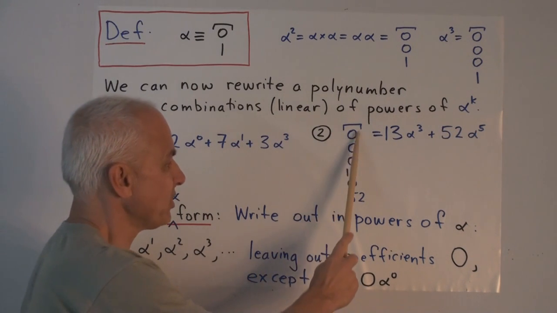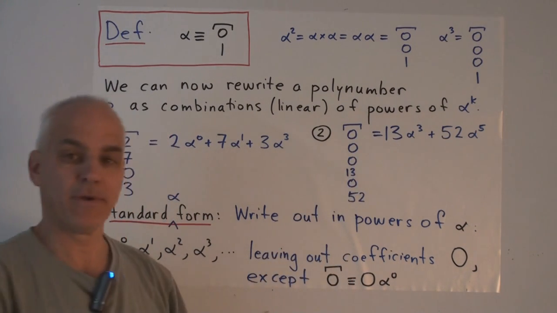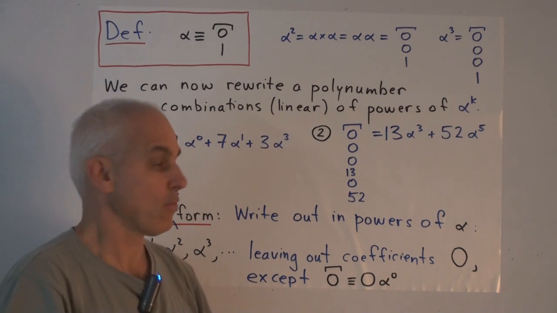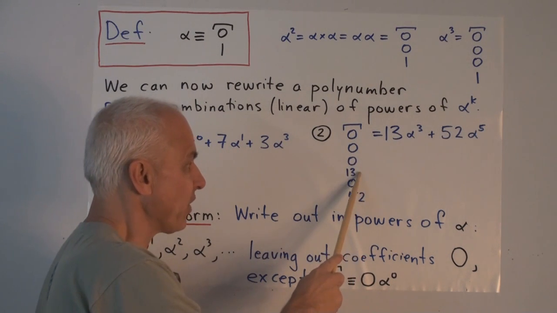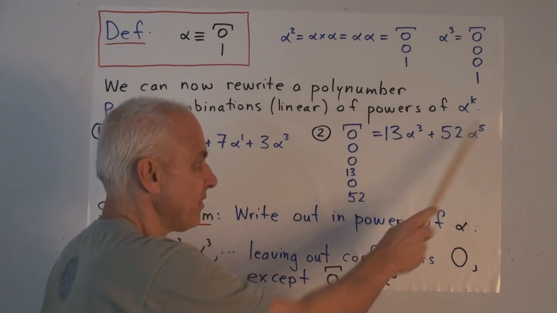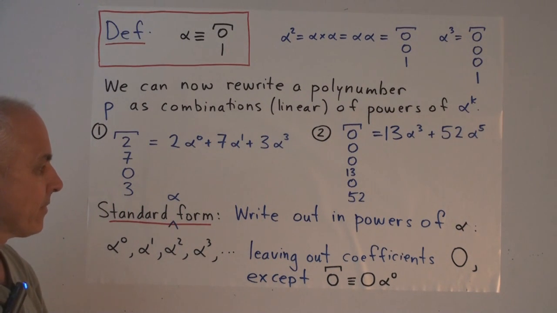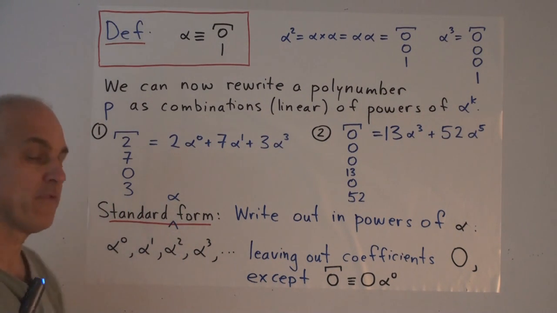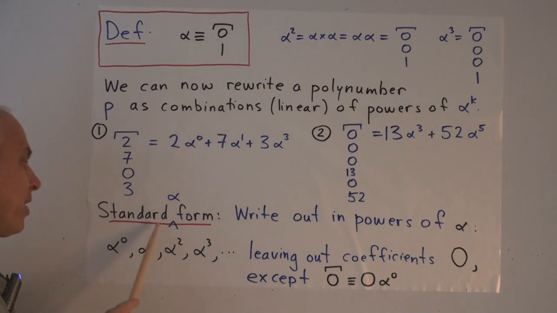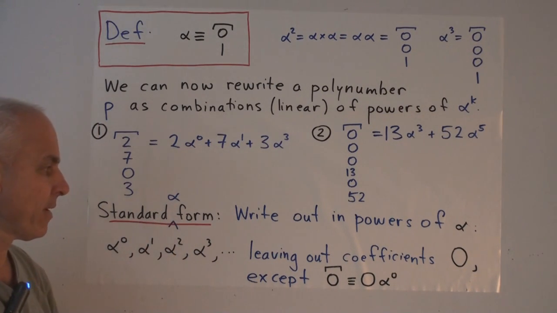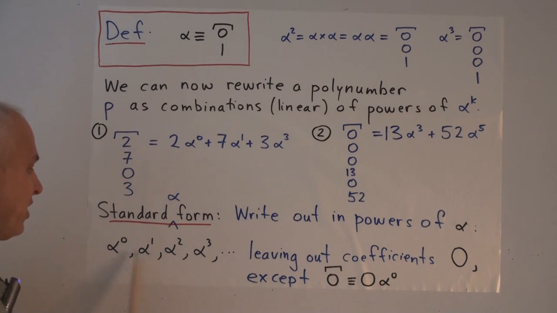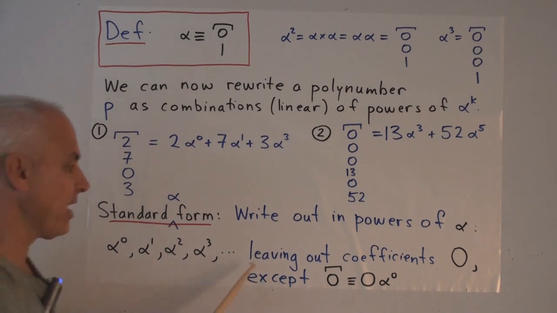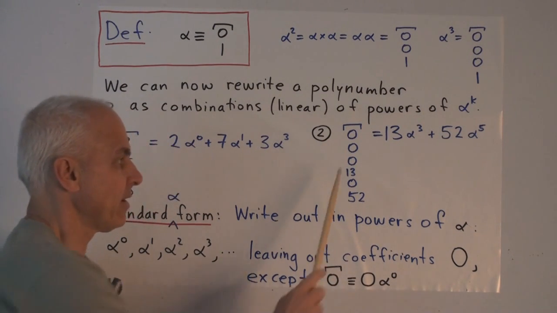Here, this polynumber 0, 0, 0, 13, 0, 52 can be written in a rather short way by just ignoring the zeros and writing 13 alpha cubed plus 52 alpha to the 5th. And so we say this is the standard form for a polynumber, or if we want to be more specific, the standard alpha form, where we write out the polynumber in powers of alpha, and we use this convention, alpha to the 0, alpha to the 1, alpha squared, alpha cubed, and so on. And we agree to leave out the coefficients 0, as in this case here.